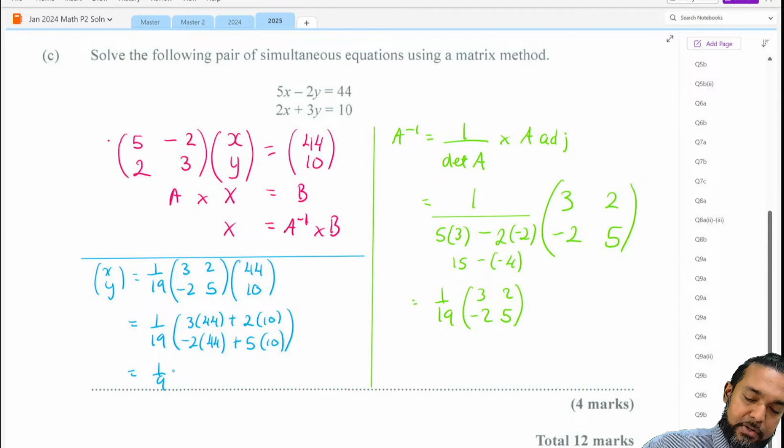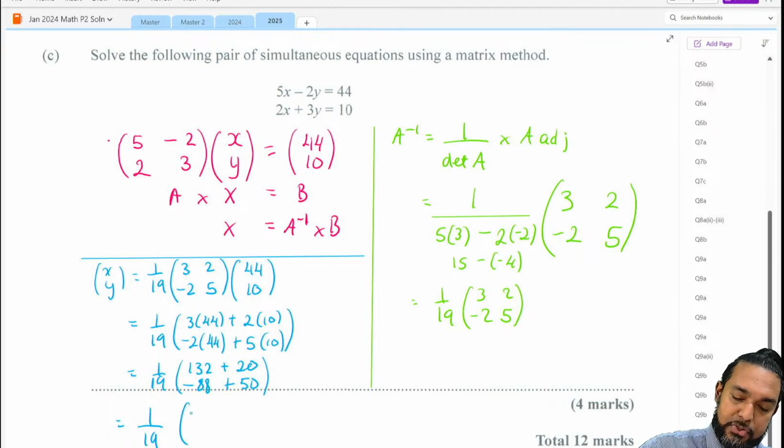Again, keep the fraction on the outside. So 3 by 44 is 132. 2 by 10 is 20. Hold on. 132. 2 by 10 is 20. Right. Okay, cool. So that's 152. And minus 2 by 44 is minus 88. And 5 by 10 is 50. Right. 132 and 20 is 152. Minus 88 plus 50 is minus 38.